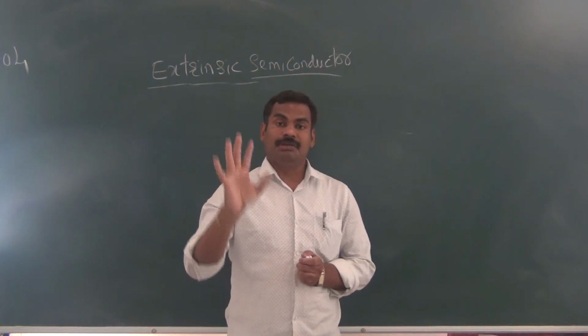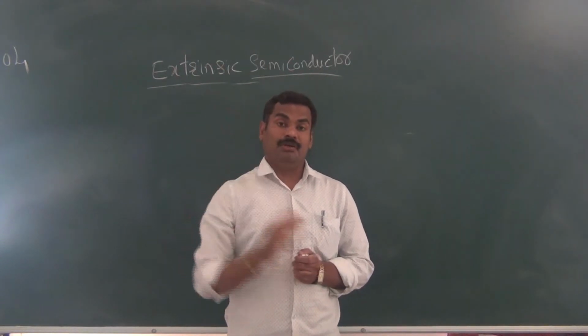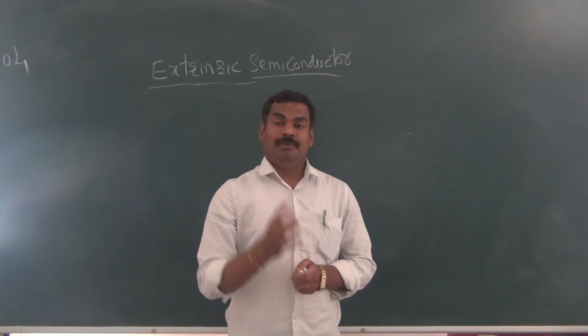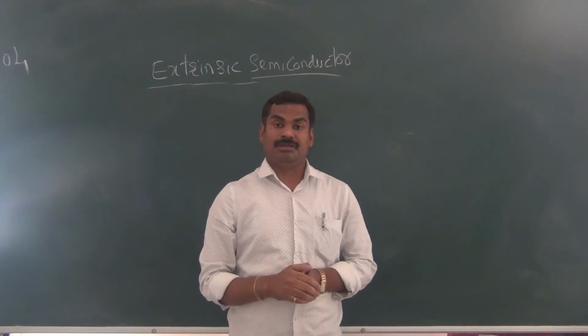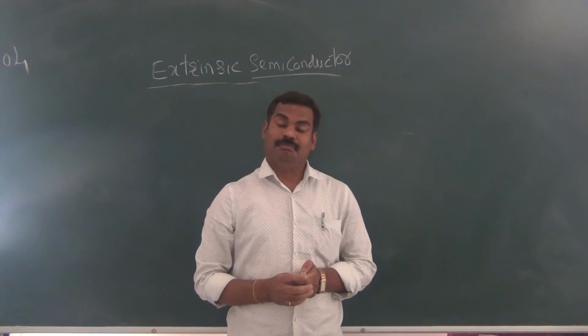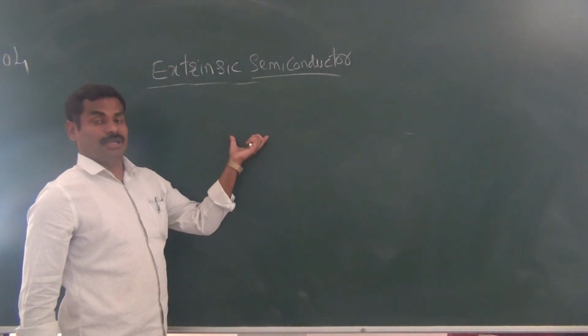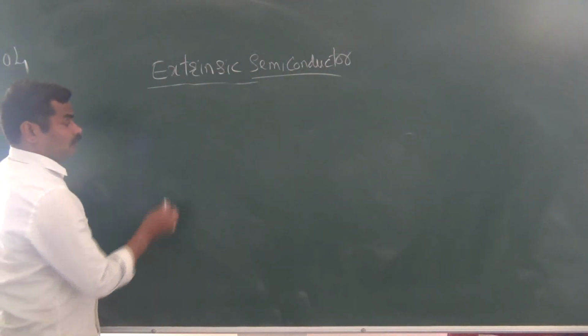A pure semiconductor has 4 valence electrons. You are adding pentavalent impurities, which have 5 valence electrons, and in the outer orbit the maximum number of electrons is 8. But when you are adding the 5 valence electrons, then what happens? You see by the crystal structure.